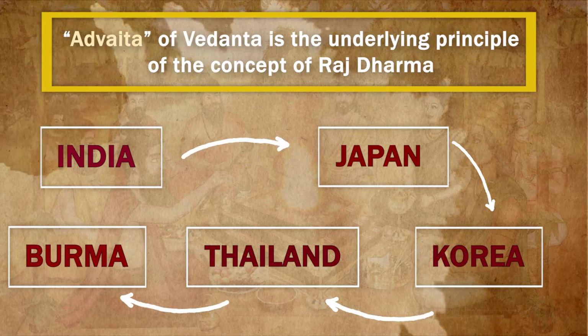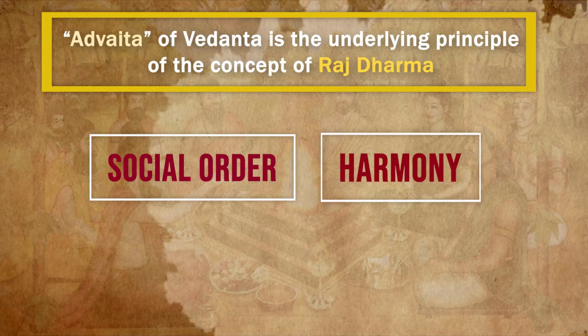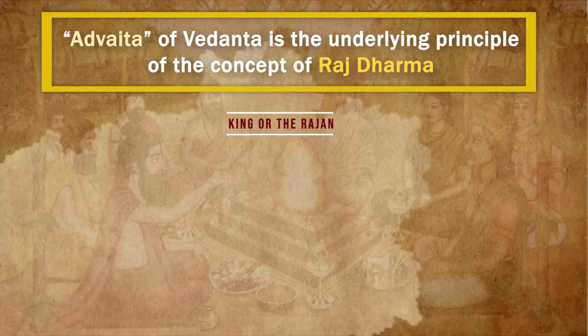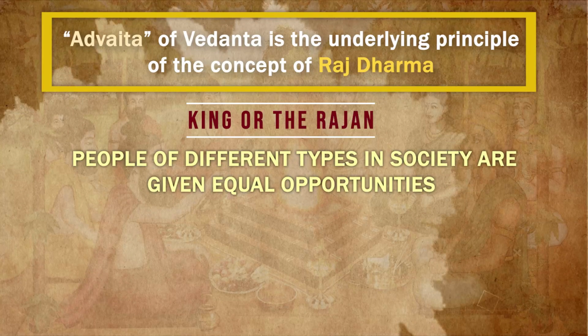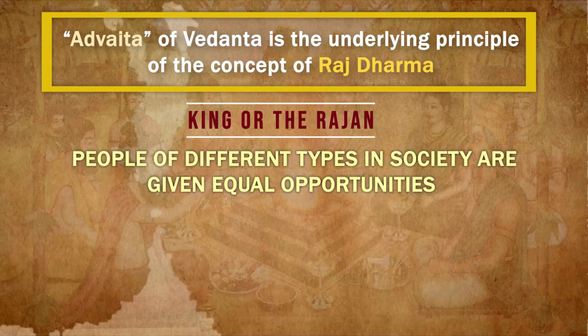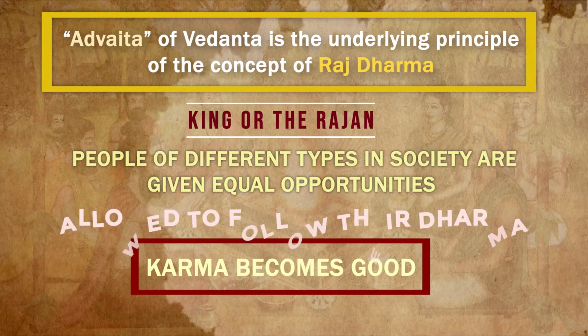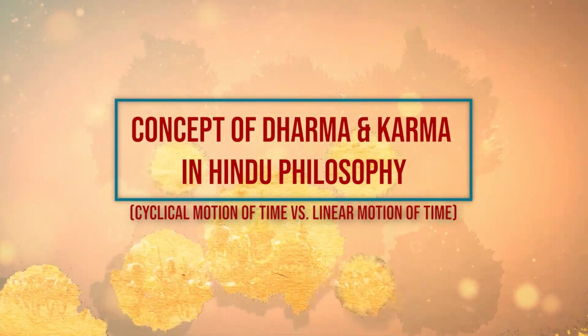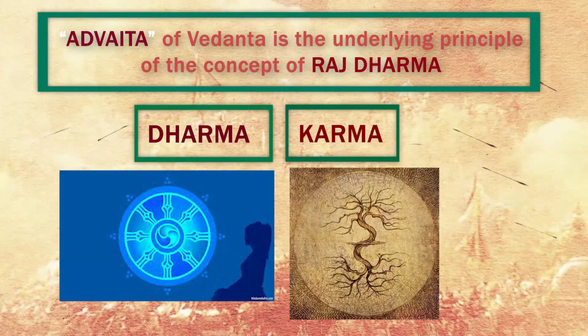So what is important? Importance is given to maintenance of social order, maintenance of harmony, and the prime duty of the king or the Rajan becomes that people of different types in society are given equal opportunities and allowed to follow their dharma so that their karma becomes good. Now we find how the concept of dharma and karma, dhammo kammo as we say it, comes into the picture.